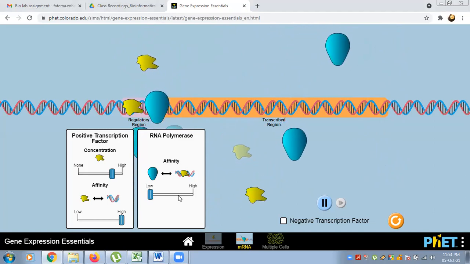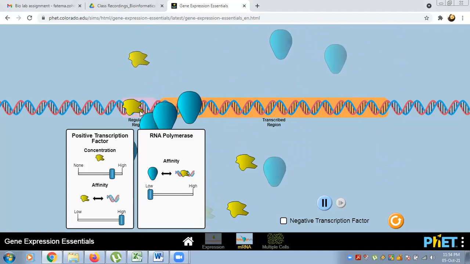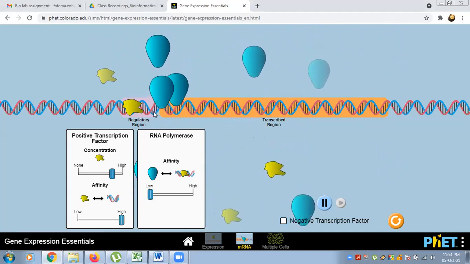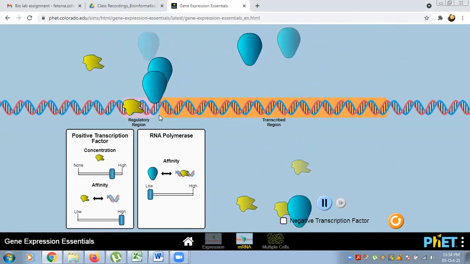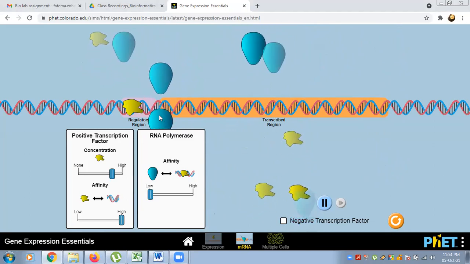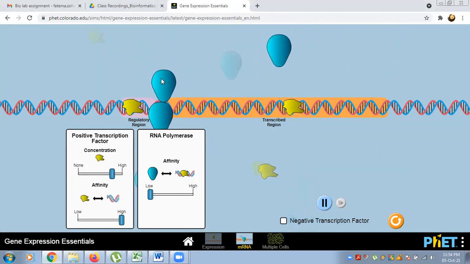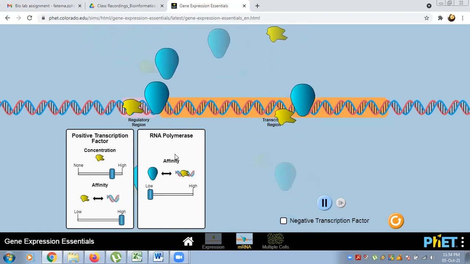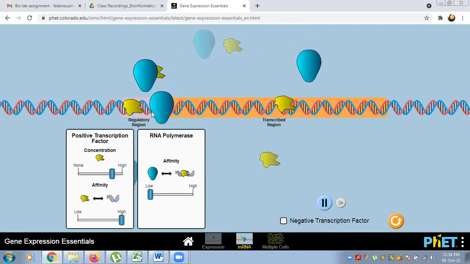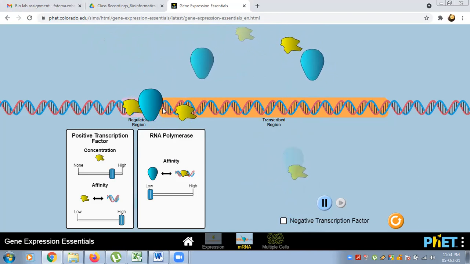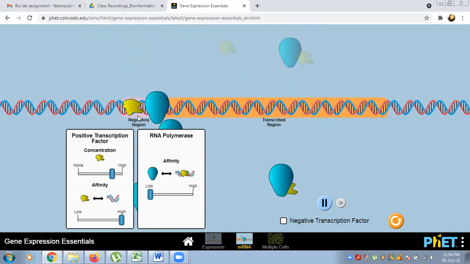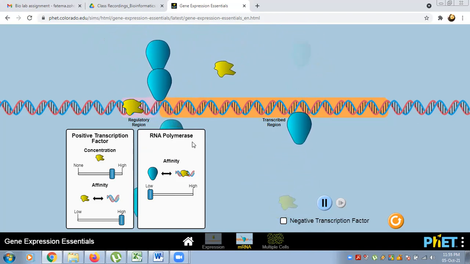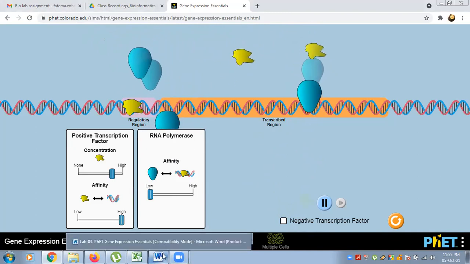So when RNA polymerase is very low and positive transcription factor is very high, the RNA polymerase is not binding to the mRNA. As we know, for transcription, we need the RNA polymerase to bind first. But when the affinity of RNA polymerase is very low, then they are not being bound and the transcription is not being started, right? So you need to take a screenshot of this phenomenon and add it to your manual.